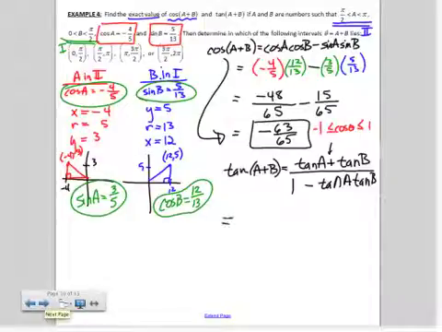And here we go. Now, we haven't found tangent of these, so let's come back over here. Tangent of A is your y over your x. So what, -3/4?